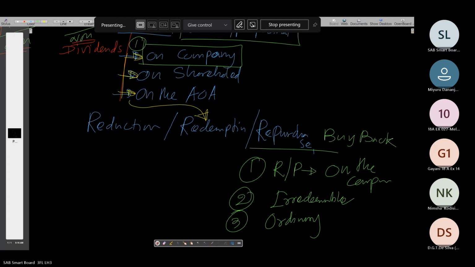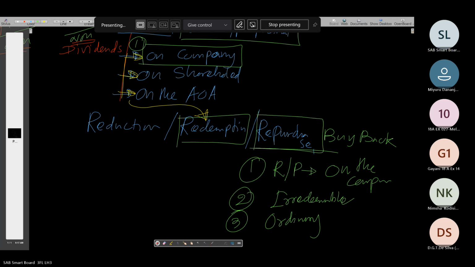Understood? Buyback. Redeemable shares can be redeemed on three options. Repurchase means redeemable shares redeemed on the option of the company, and buyback of the ordinary or irredeemable shares. That is known as repurchase. Now reduction.